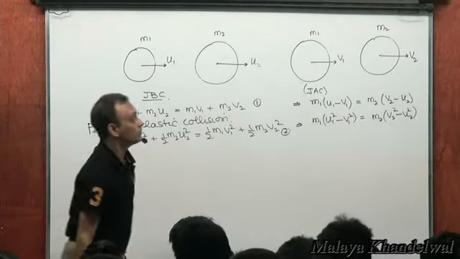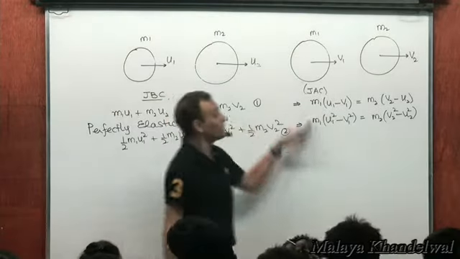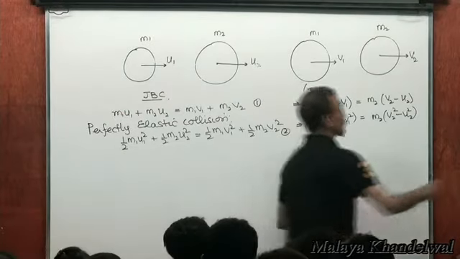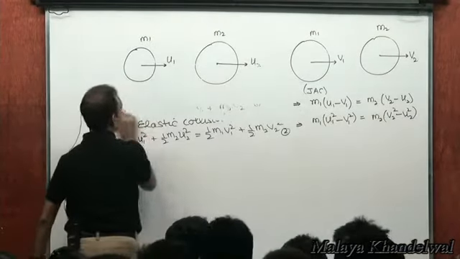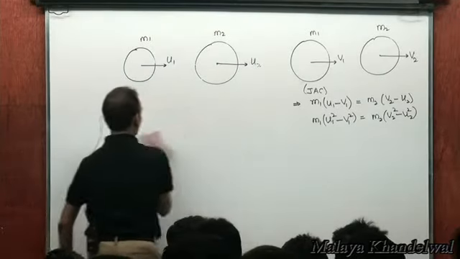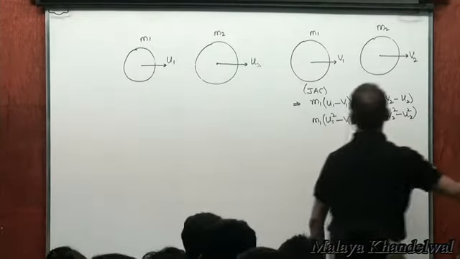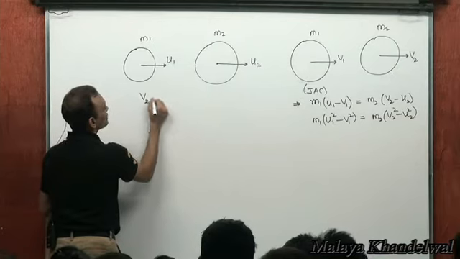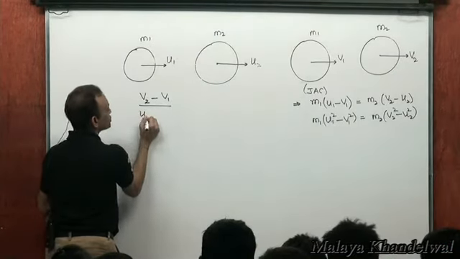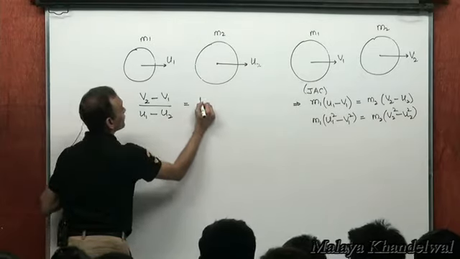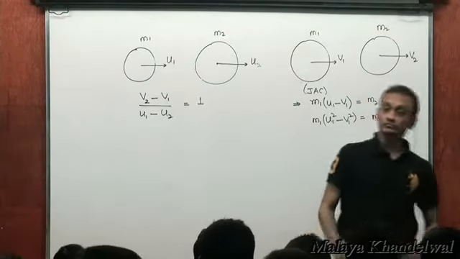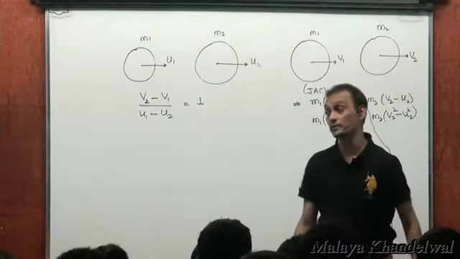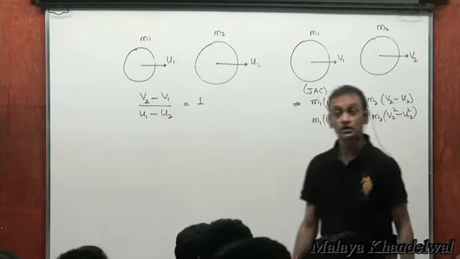Now if you divide this by this, then what you would end up getting is the following. You would get v2 minus v1 by u1 minus u2 as 1. On dividing, this is what you get. You can check that later on. Trust me on this, right? You would get v2 minus v1 by u1 minus u2 as 1 on dividing.